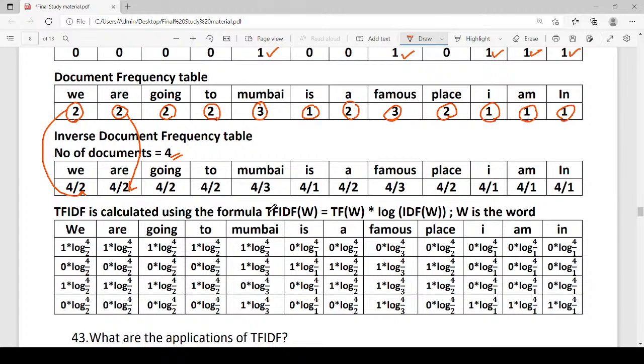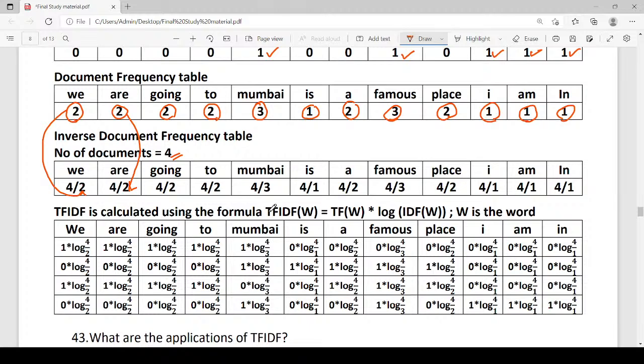I hope it is clear. Nobody will miss out marks on this particular question on coming up with TF-IDF. First you start with term frequency table, then you go for document frequency table and then the inverse document frequency table, finally the TF-IDF table. Got it? Now tell me students, we have learned that TF-IDF is a modeling algorithm which extracts key features.